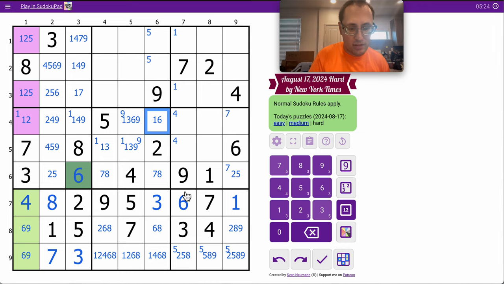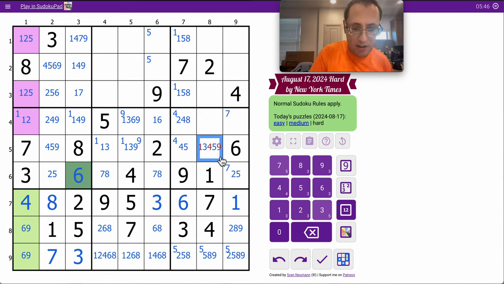I don't. Actually, column 7 has 3, 6, 7, 9. I need 1, 2, 4, 5, 8. Neither of those could be 2 or 4. And these can't be 1. Three, four, five, nine here. This isn't 1, 4, or 9.